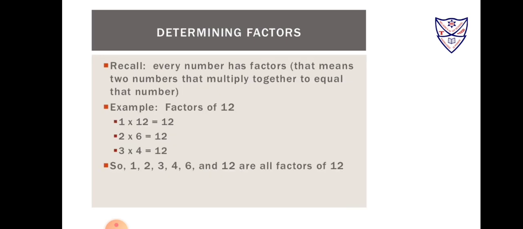Now determining factors. Let us recall what a factor is. Every number has factors. That means two numbers that multiply together to equal that number. For example, if I want to find the factors of 12, then 1 12 is 12, 2 6s are 12, 3 4s are 12. So what are the factors of 12? 1, 2, 3, 4, 6 and 12 are all factors of 12.